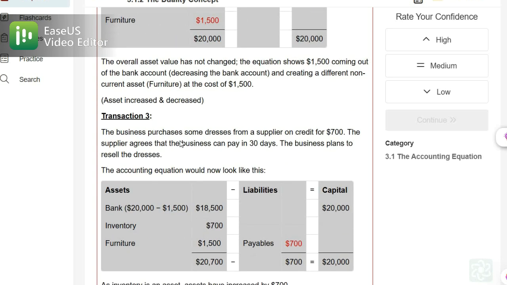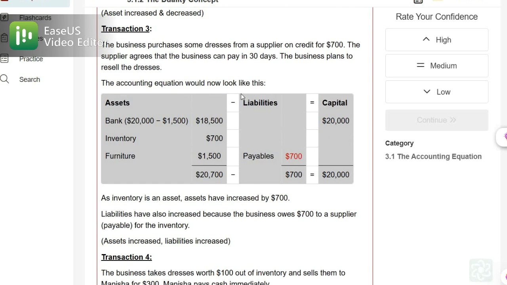Now let's move on to transaction number 3. If you see here, did the business purchase some dresses from a supplier on credit, and this cost $700? So this means that the business buys dresses on credit and will pay for this later, so that will create a liability of 700. Your inventory asset is increased by 700, and the payable, which is a liability, is also increased by 700. So your asset increased by 700, and your liability is also increased by 700.